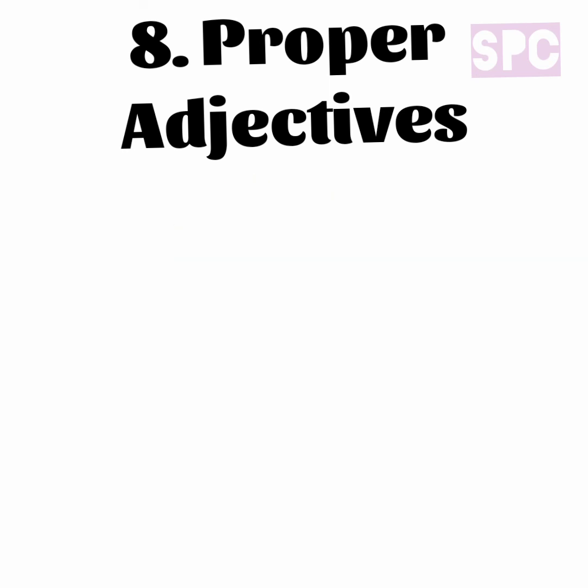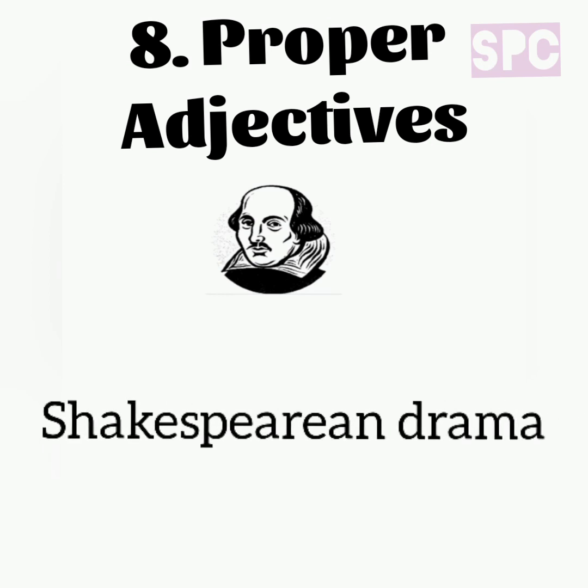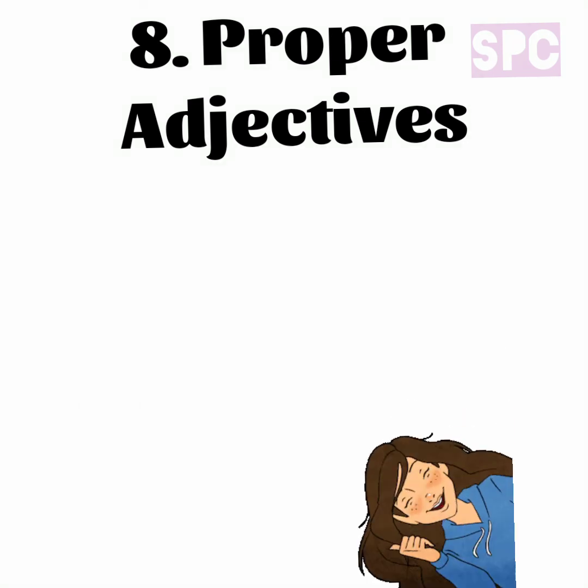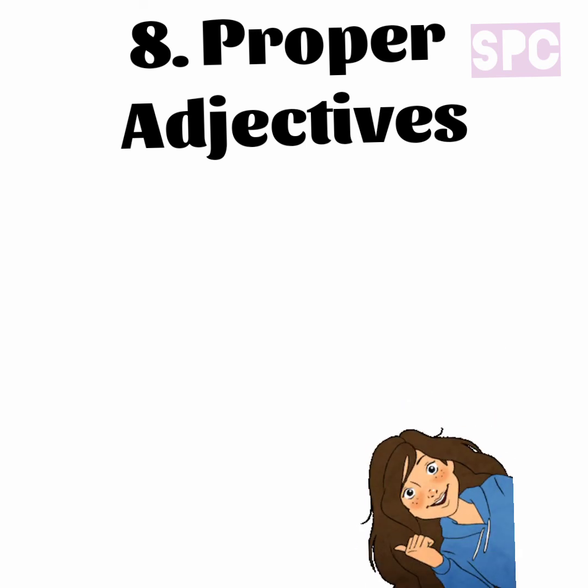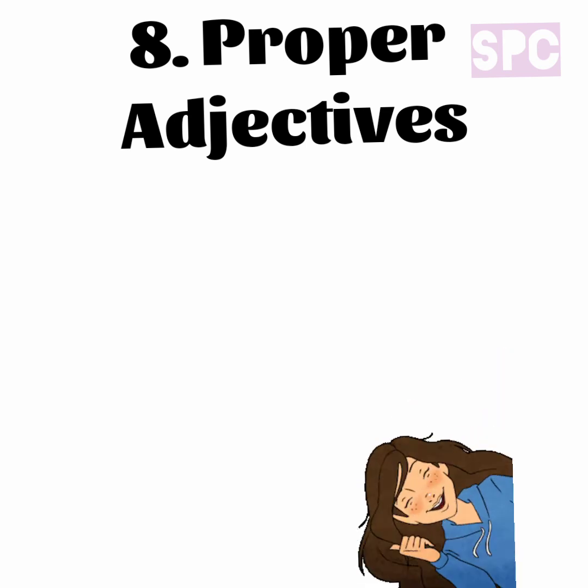Let us take one more example. Shakespearean drama. The word Shakespearean is derived from the name of a famous writer, William Shakespeare. This word is used to relate to William Shakespeare or his writings. The word drama is a noun. Let's understand how to use these adjectives in sentences.